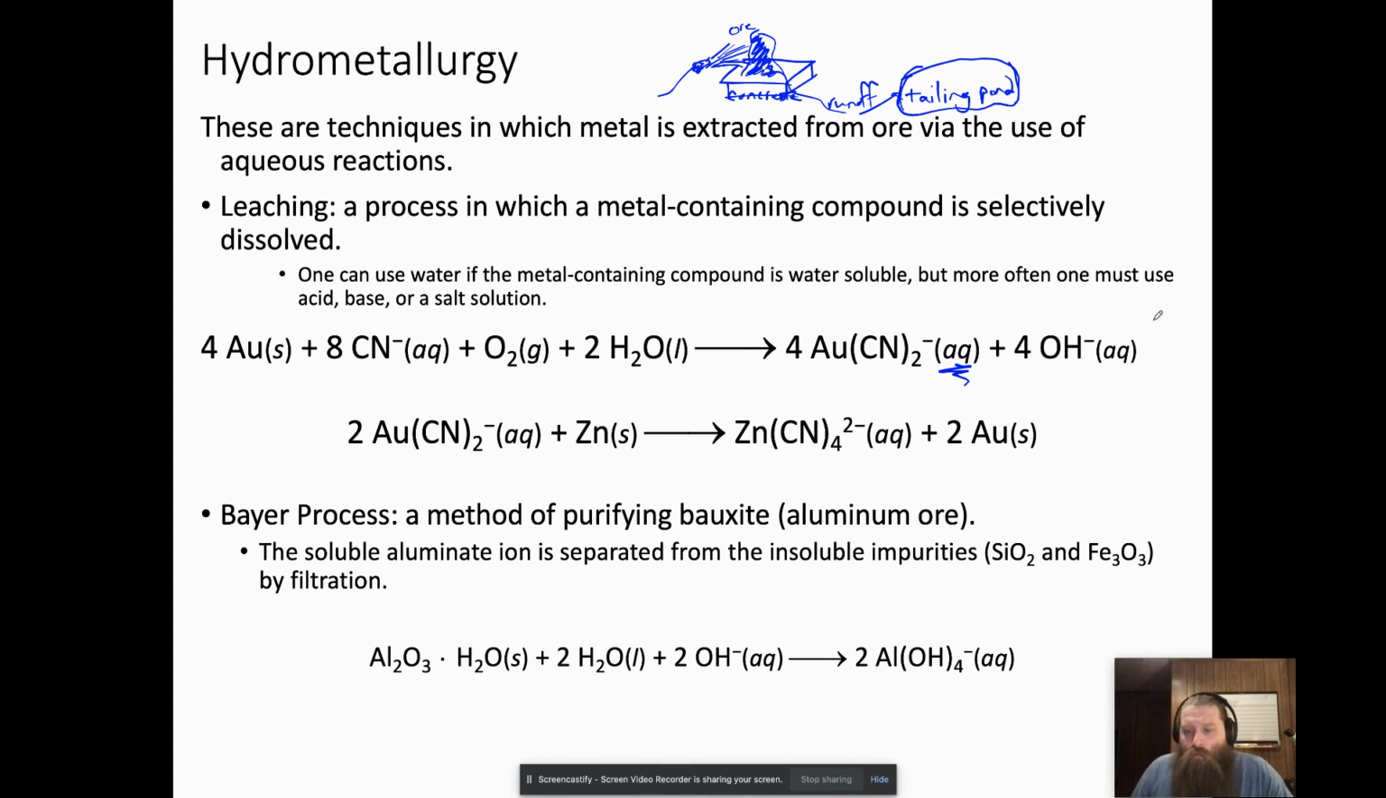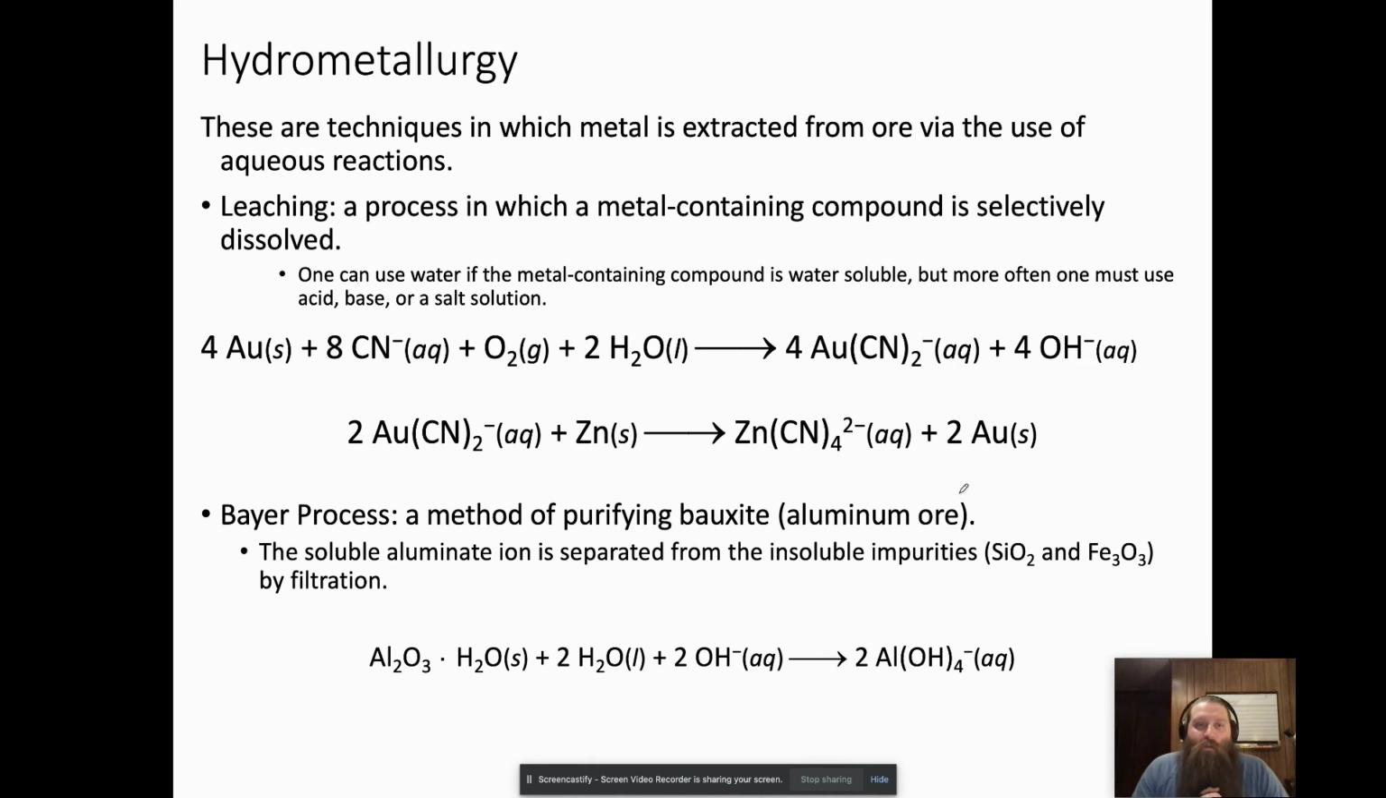Anyway, like I said, there is a drawback, right? If you can figure out how to safely deal with your tailing pond, well, then you can do leaching for gold. Once you have your gold cyanide species, you treat it with zinc, and you get zinc cyanide back and pure gold. There's your pure gold right there.